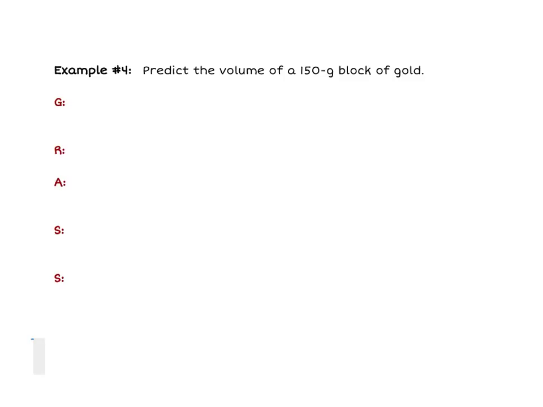All right, so let's take a look at what's given in this problem. It says predict the volume. So that right away is my unknown. I'm going to go ahead and skip my G for now because I see that the volume is what I don't know. So I'm going to write out V is equal to question mark. That is my unknown.